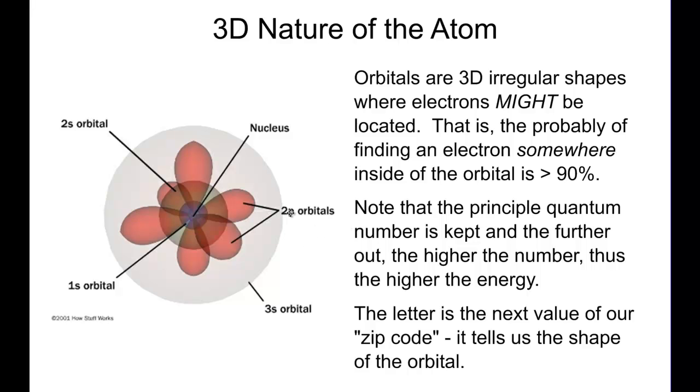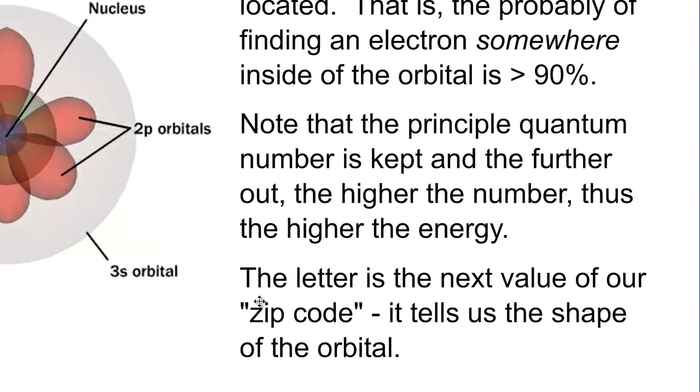So we note that we keep the principal quantum number, in this case 1, 2, or 3. That's as high as we're going, although we're going to go up to 4 or 5 in this class. And the next thing, this letter, is like the next value of our zip code. It tells us the shape. These letters that you're seeing, S and P, tell us the shape of the orbital. We're going to go more into this now. So we've got the principal quantum number is the energy of the electron. The letter tells us the shape. Where might we find this thing?